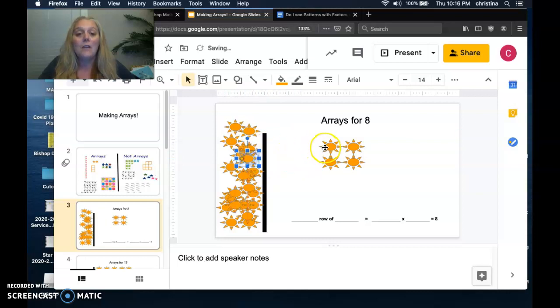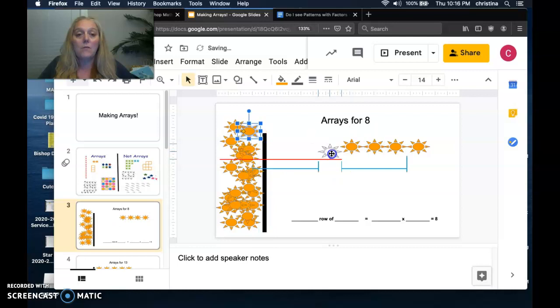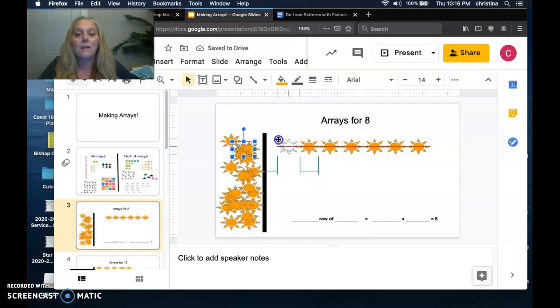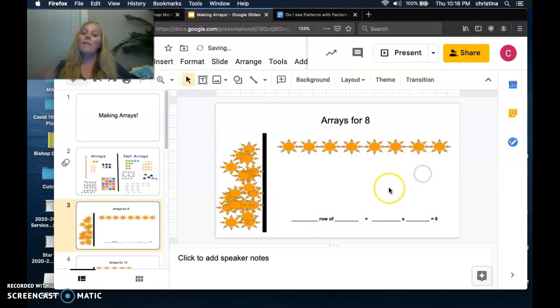So for example, if we had the number 8, I'm just going to pull 8 of these suns out, and I'm going to make an array to figure out its factors. So I have 4, 5, 6, 7, and 8. Okay, I have 8 suns, and I put those 8 suns in one row. This is the multiplication fact 1 times 8, because I have one row of 8. So one row of 8 equals 1 times 8, which equals 8. That's one way I can find the factors of 8. So 1 and 8 would be factors of 8.